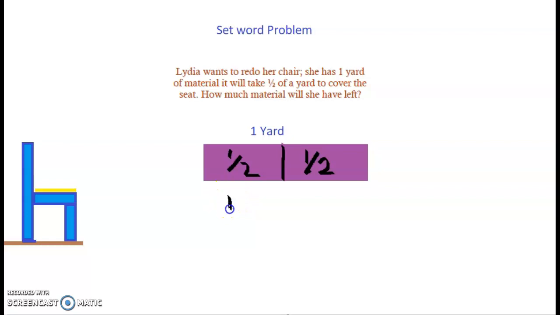So we would be 1 yard minus 1 half. So to do the fraction problem, we would have to make this into a fraction, and then we would subtract 1 over 1 from 1 half, which would equal 1 half.